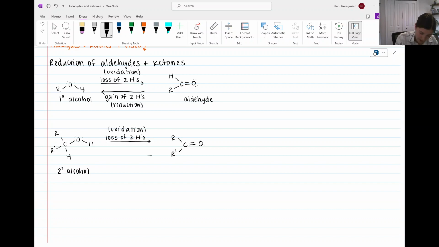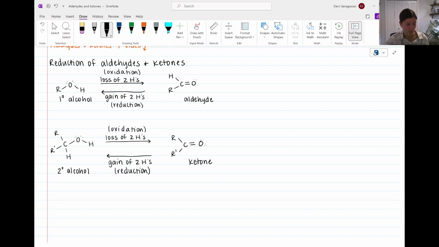If we start with a ketone and gain two hydrogens, one by the carbonyl carbon, one by the carbonyl oxygen, this is reduction. So ketones can be reduced to secondary alcohols. Aldehydes can be reduced to primary alcohols.